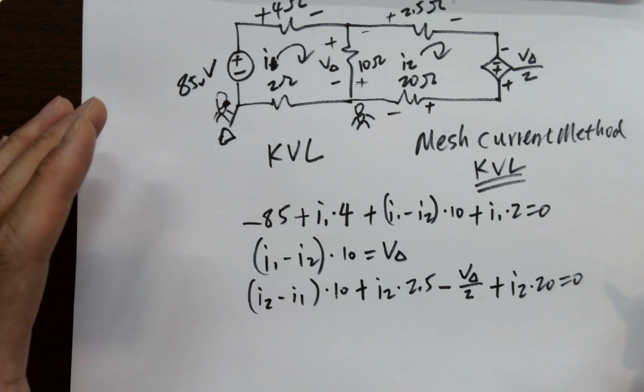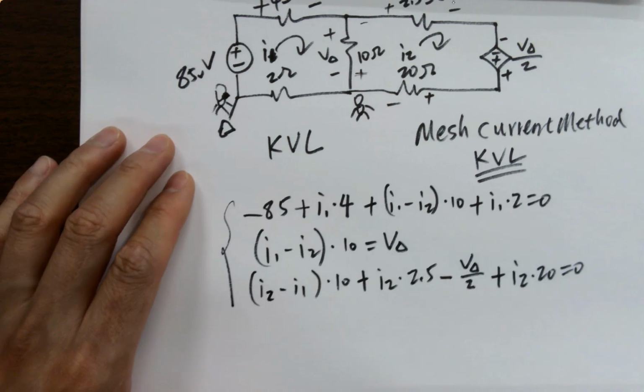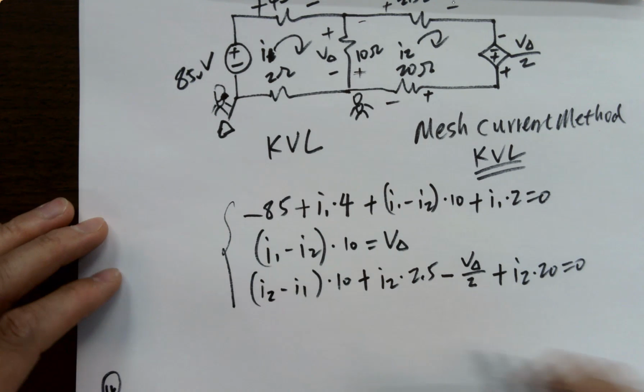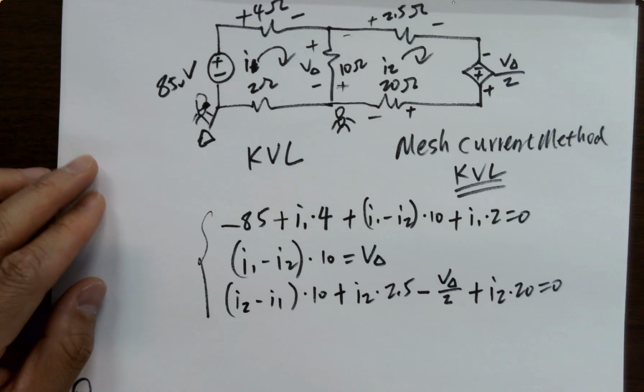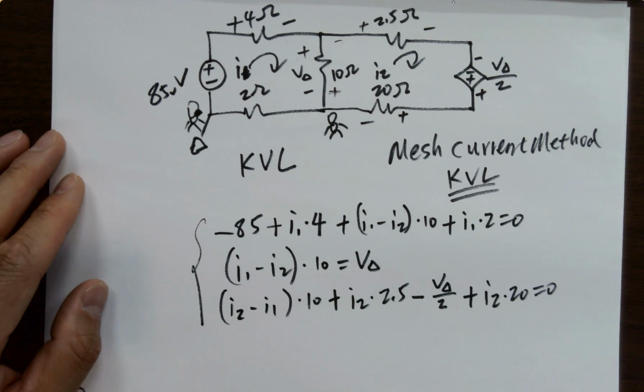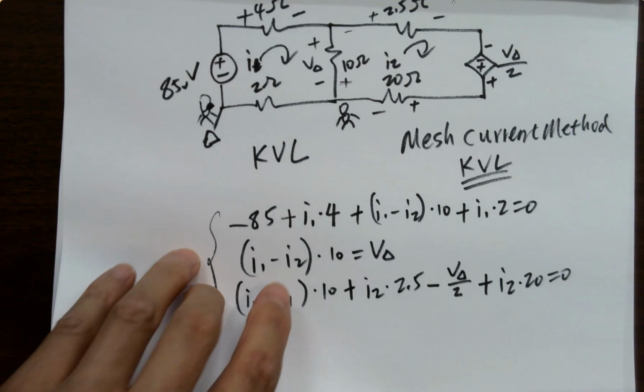So you have I1, I2, V delta, three variables, three equations, solvable, right? Any questions on this? Pause for a second. Is that clear? Okay, you can always revisit the notes and videos after the lecture.